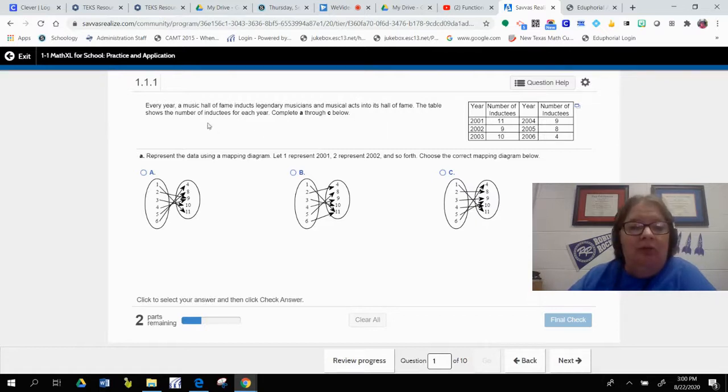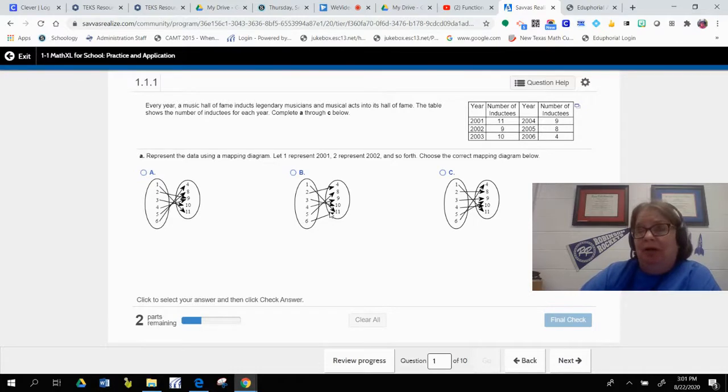All right, so it says let 1 represent 2001. So in my table, 1 goes with 11. Your table might be different, but in mine, 1 goes with 11. So I look at choice A, and 1 goes with 11. Choice B, 1 goes with 11. Choice C, 1 goes with 11. That didn't help, did it? I thought maybe we could eliminate. 2 goes with what? 9. So in this case, 2 goes with 9. 2 goes with 4. Oh, it's not that one. And 2 goes with 8. Can't be that one. So I'm going to choose choice A.